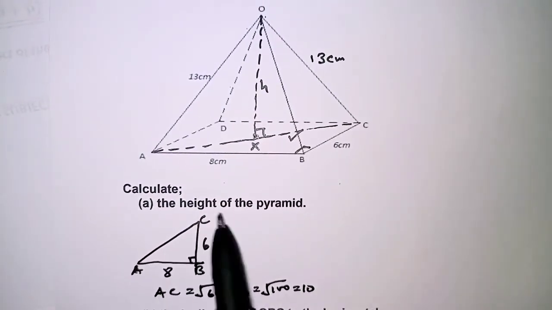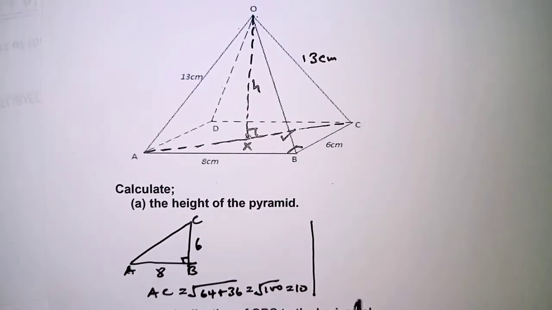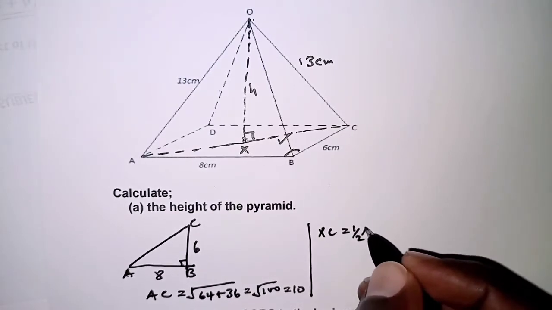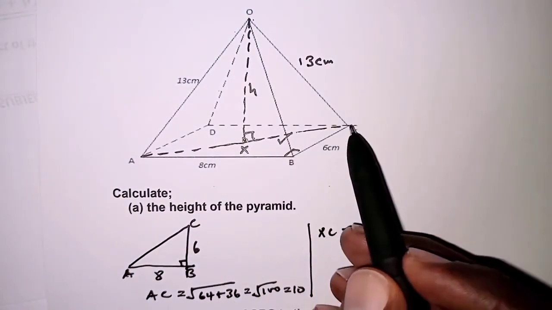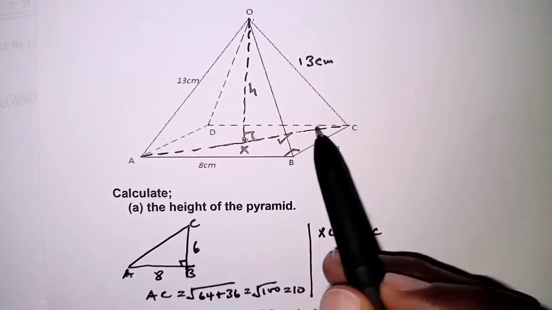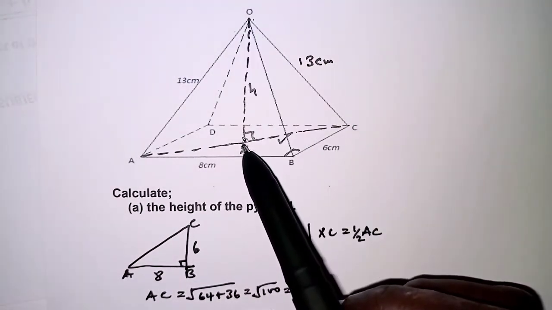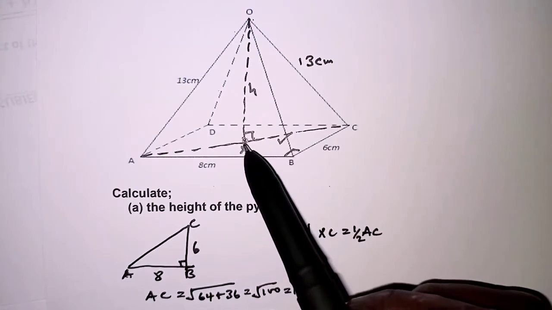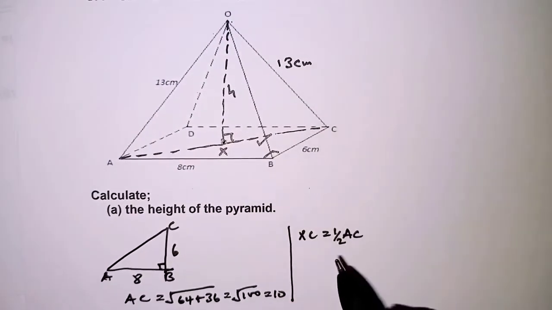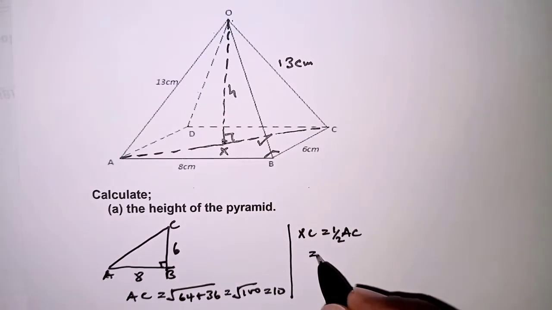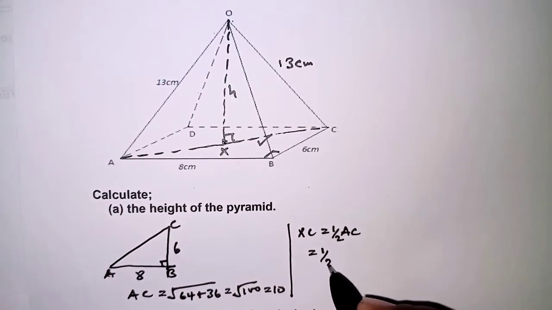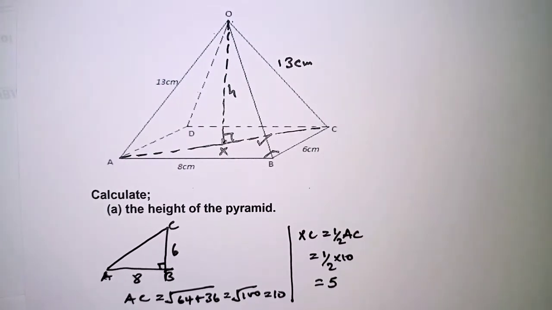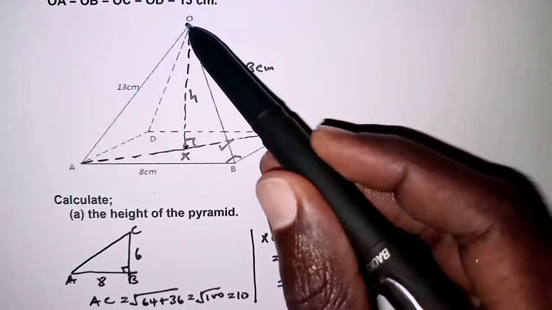So if AC is 10, the size of XC is simply a half of AC. Remember, point X is the midpoint of the base, and therefore AX and XC are equal. So XC is a half of AC and AC is 10. So XC is 5. With that, we can now extract triangle OXC.